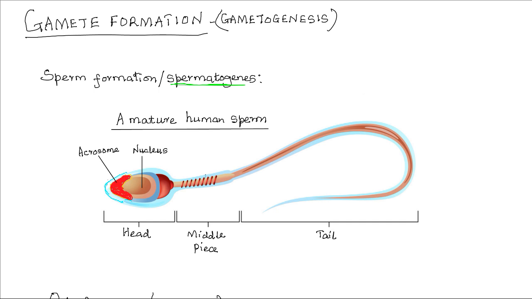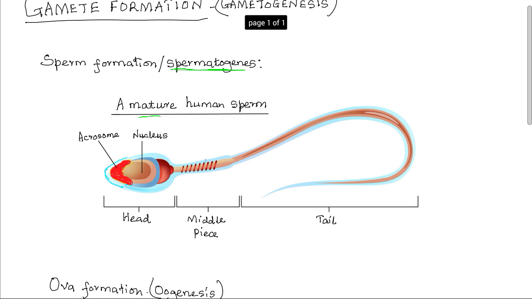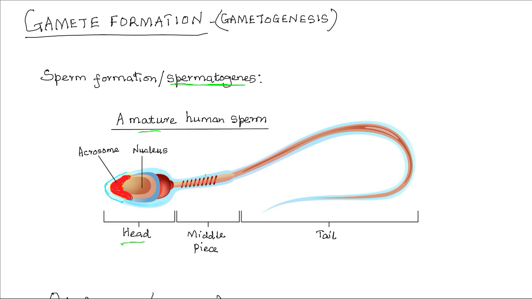Once produced, a mature human sperm looks like this. It has three distinct parts. There is a head, middle piece, and the tail. The sperm is one of the most specialized cells in the human body, and it has the following adaptive features. One, the head is oval in shape. This makes it streamlined and hence can easily swim faster.